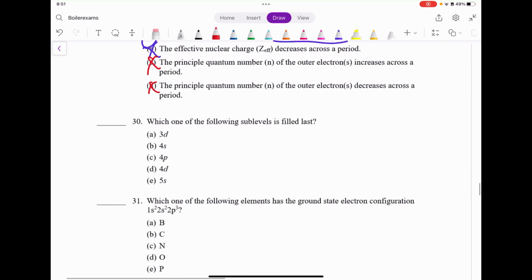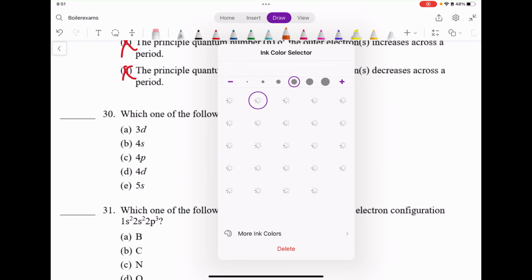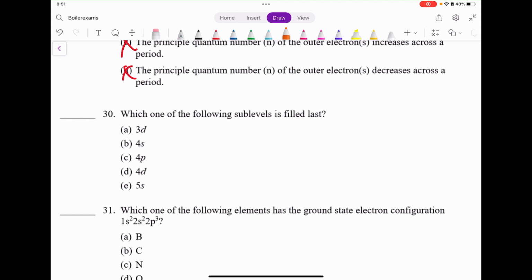Okay, 30. Which one of the following sublevels is filled last? Well, let's write our little diagram and just brute force check this. I'm not writing this from memory. I'm going to go down in the energy level, or the principal quantum number, going down this way, and then across, I'm going to add on an orbital every time.